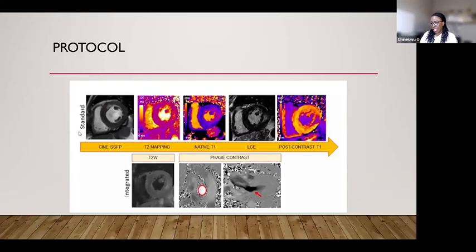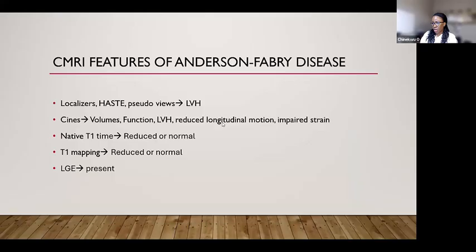Basically, we want to do cine for volumes, parametric mapping, and tissue characterization with T1, T2, and LGE. We also want to do the post-contrast to get our extracellular volume assessments. And we could assess valves if valves are abnormal. So that's it said differently here.